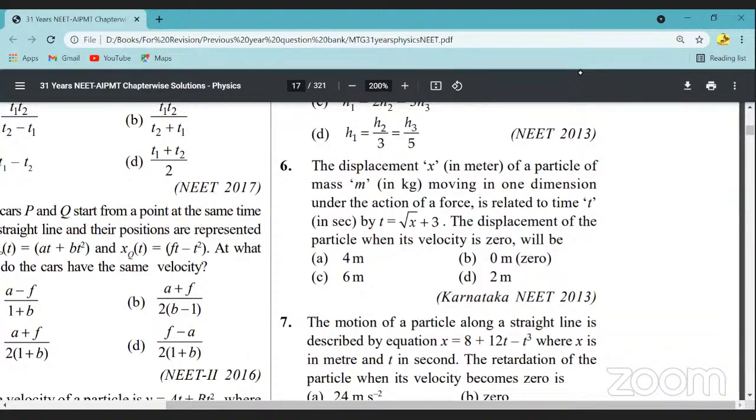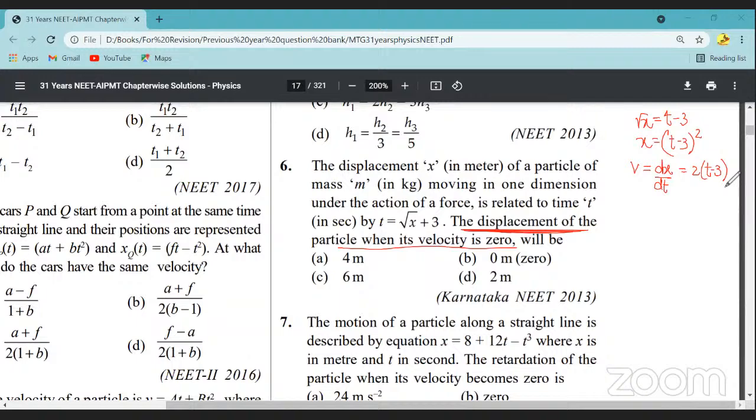So the question is the displacement of the particle when its velocity is 0. We need to find out the displacement when its velocity is 0. So first let me find out the time when the velocity is 0. We can write this as root x equal to t minus 3. So x equal to t minus 3 whole square. So velocity equals dx by dt. So dx by dt will be 2 into t minus 3, right?